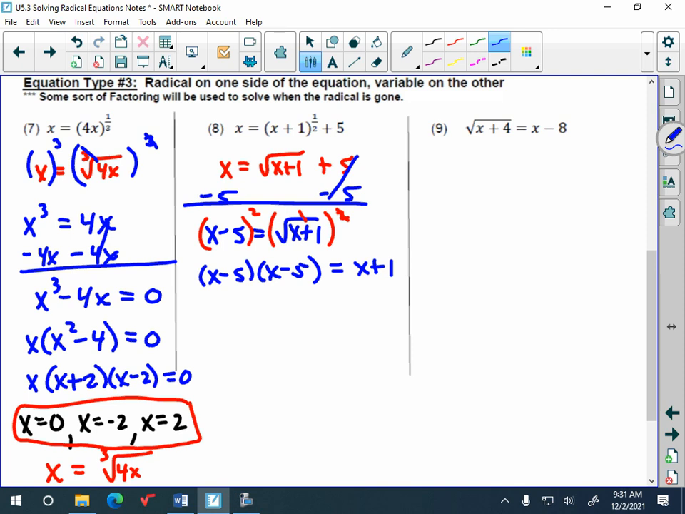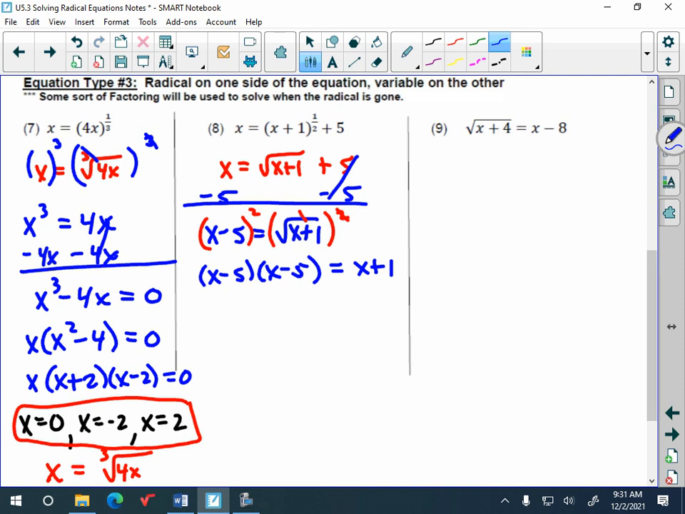So you're going to take the x, distribute over, take the negative 5, distribute over, and you're going to combine like terms. You'll have a trinomial. Now, all this x plus 1, you'll move this over to the left side because you're going to have 0 on one side, because then you can factor. You'll have a trinomial that you'll factor.